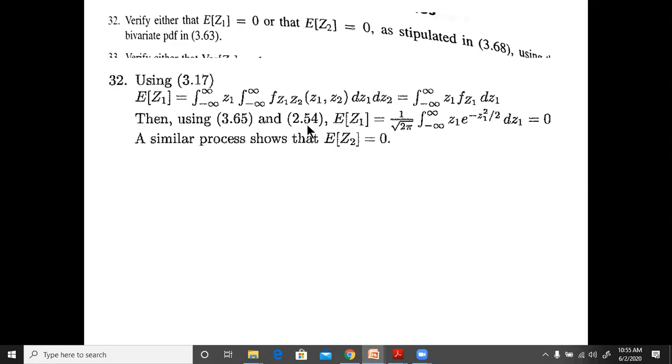Then using 3.65 and 3.54, E of z1 is equal to 1 by root 2 pi times the integral from minus infinity to infinity of z1 e to the power of minus z1 squared by 2 dz1. So that is the integral of z1 e to the power of minus z1 squared by 2, and the 1 by root 2 pi is always there. That turns out to be the value 0. A similar process shows that E of Z2 will also be equal to 0.